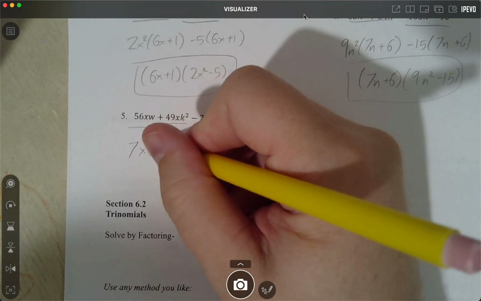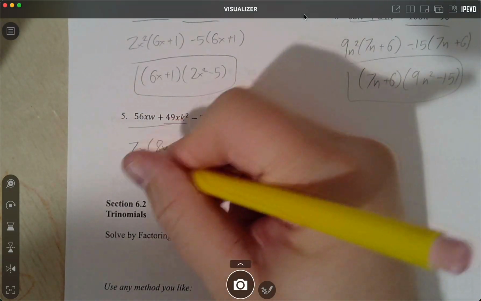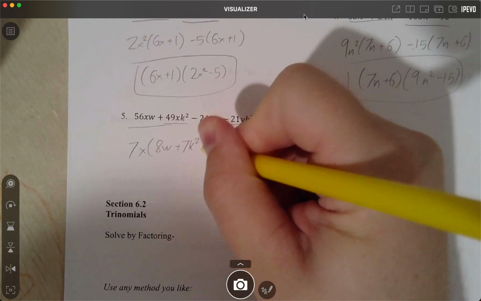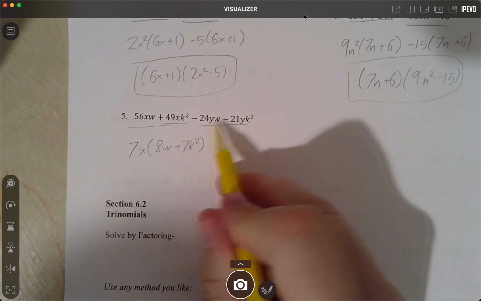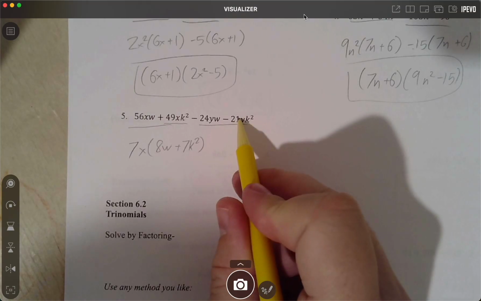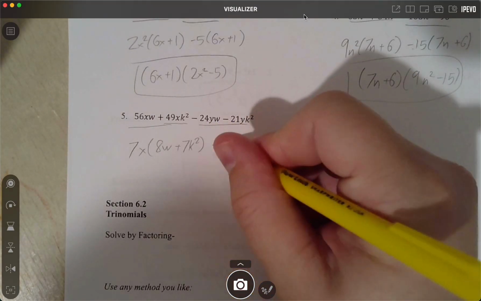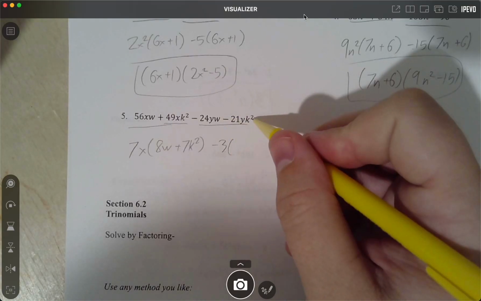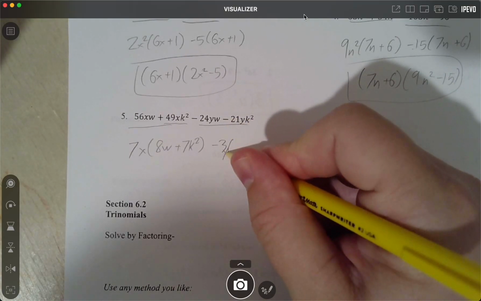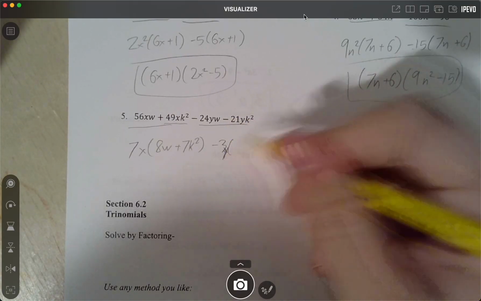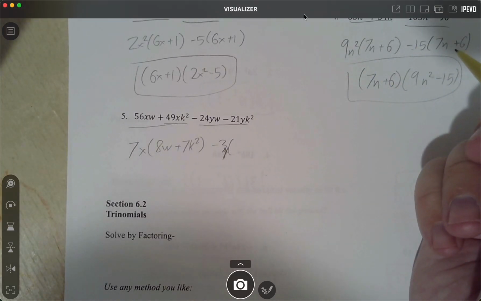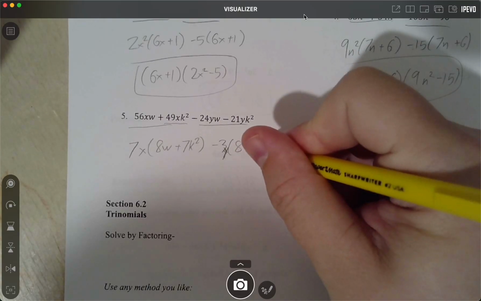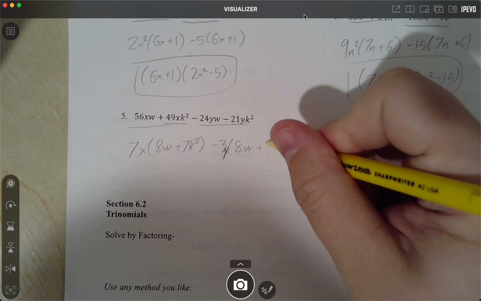We'd be left with 8W. We'd be left with 7K squared. So now I'm looking for 8 and 7. Looks like I could divide out a negative 3. Looks like I'm looking for W in K squared, so I could take out the Y. Whoops. Should have left some space. So 3Y. And I would be left with, yes, my positive 8W, and I would be left with, yes, positive 7K squared.